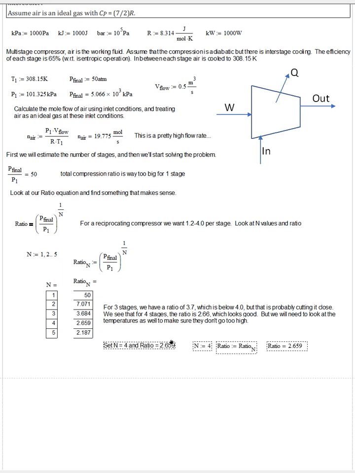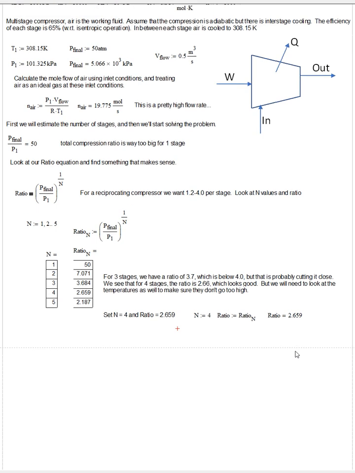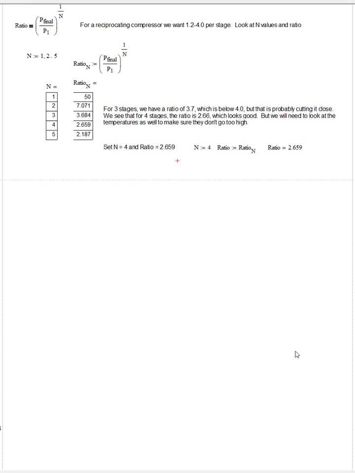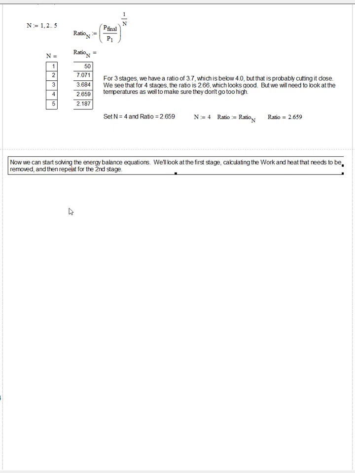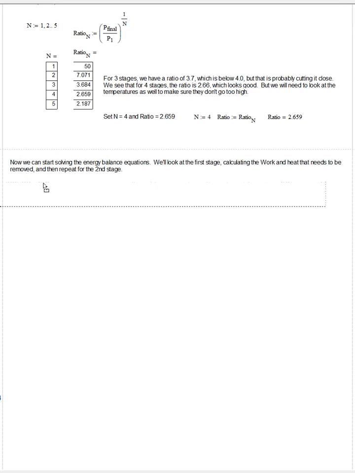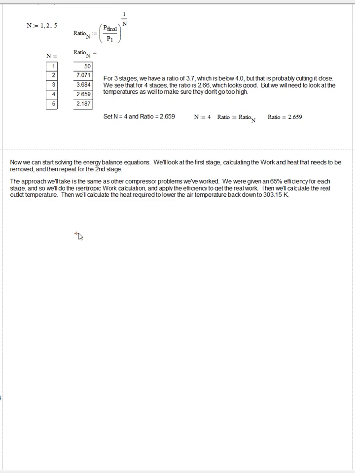And so I am going to set the number of stages at 4. So n equals 4, and our compression ratio for each stage is going to be about 2.66. All right, so now we can start actually solving the problem. We're going to look at the energy balance equations, and we're going to look at the first stage. We're going to calculate the work and heat that needs to be removed, and then we'll repeat that for the second, third, and fourth stages. So now that we've decided the number of stages, the rest of the problem is pretty much the same as a very simple one-stage compression problem that we have worked in the past.